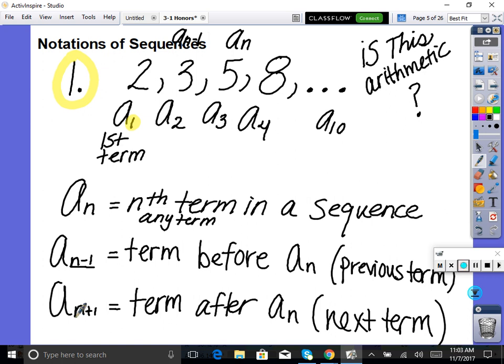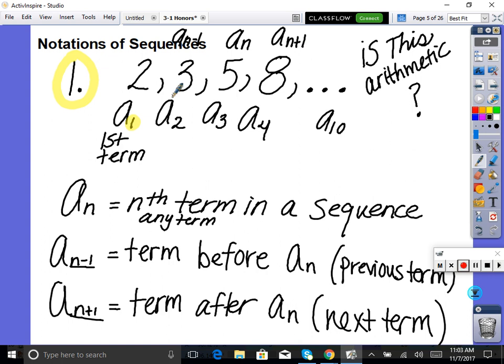So a sub n plus 1 just means the term that comes after a sub n. It has nothing to do with adding 1. It just means the next term. So if this is a sub n, a sub n plus 1 would be 8. Does everybody get it? Okay, so my question, let's test your knowledge.